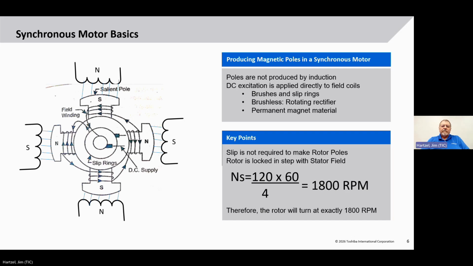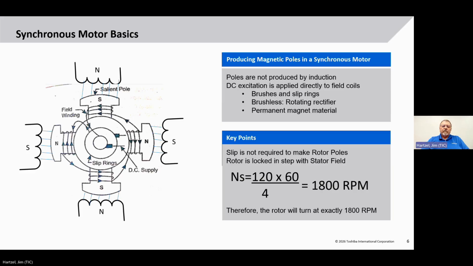In this way, the poles, the north and south here, are going to lock in step with each other. That's where we get the term synchronous motor. They're in synchronism. So as we rotate our magnetic field around this stator, the rotor will stay in step with that magnetic field. So we will not have 3% slip. The rotor will actually turn at the same RPM as the stator field.